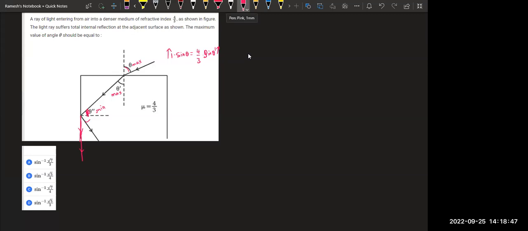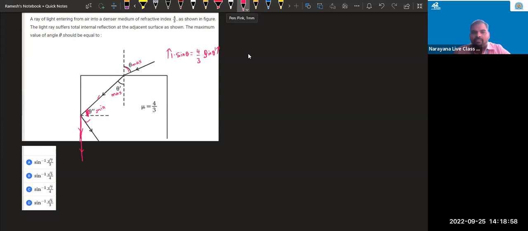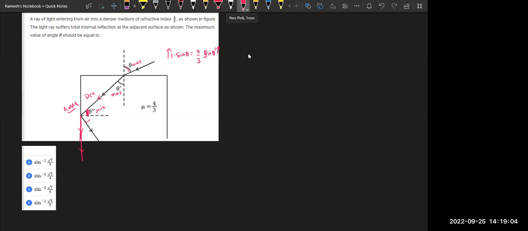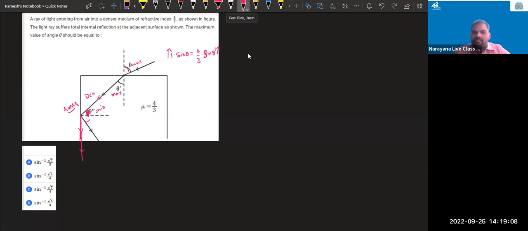Say yes or no. Can you once again repeat, sir? Now what you said? If theta is maximum, then that theta prime is also maximum. When the ray of light enters from denser to rarer, there are high chances of total internal reflection. This angle of incidence is the critical angle, then it grazes. When the angle of incidence is more than the critical angle, only then reflection starts.